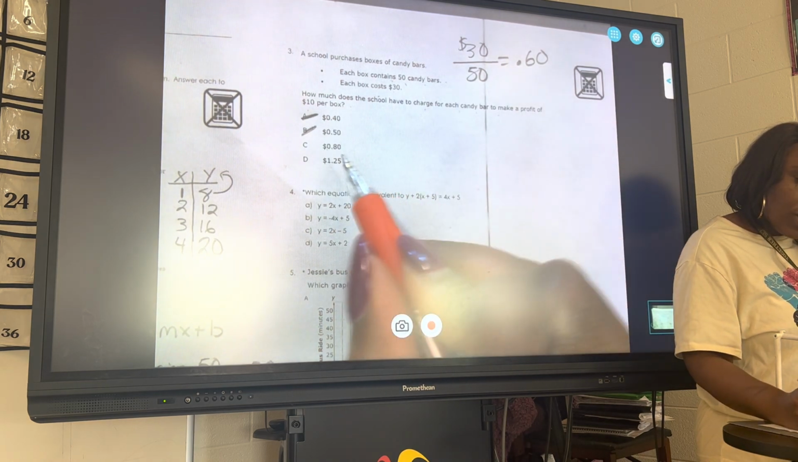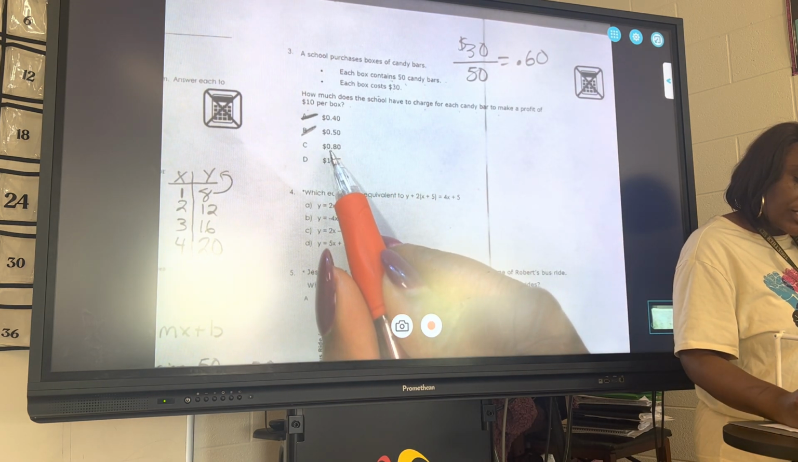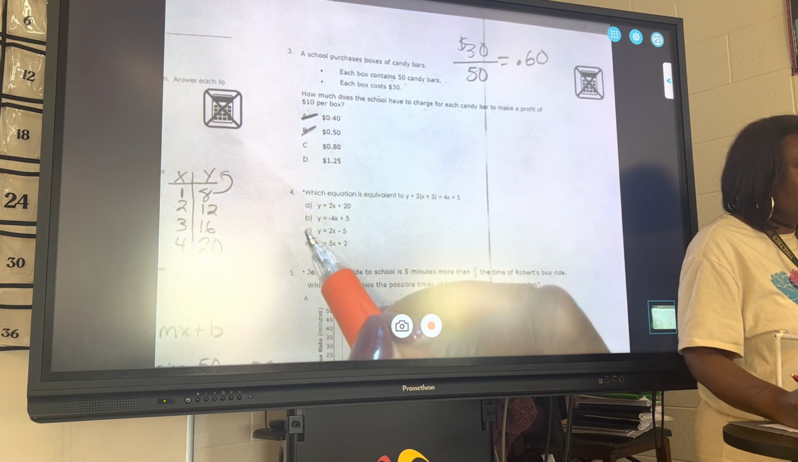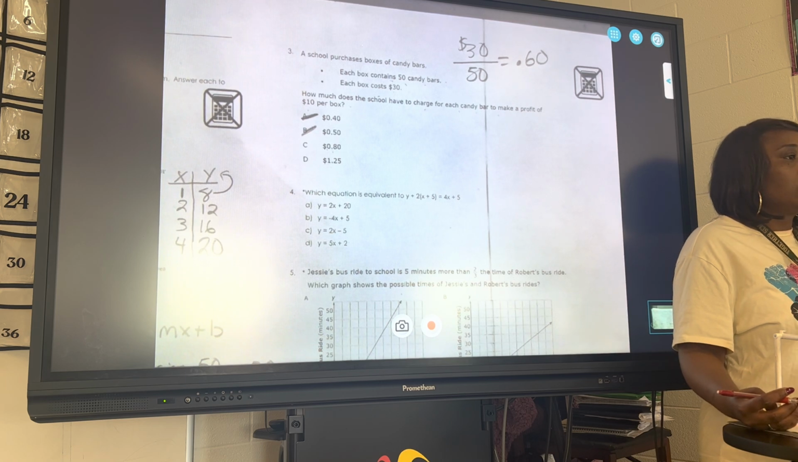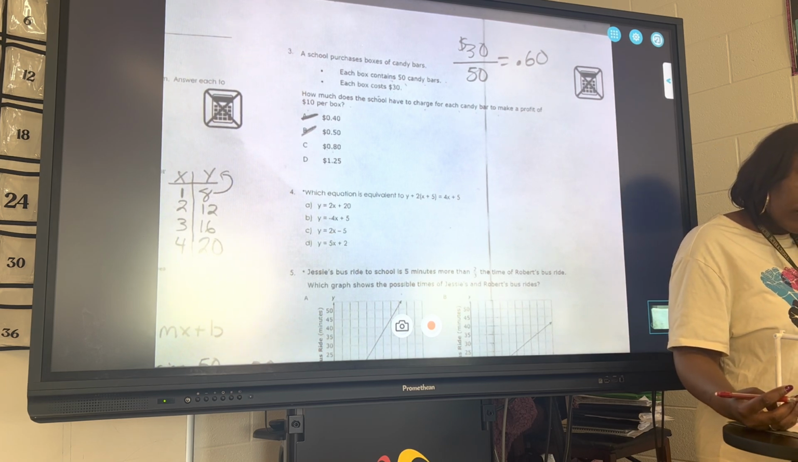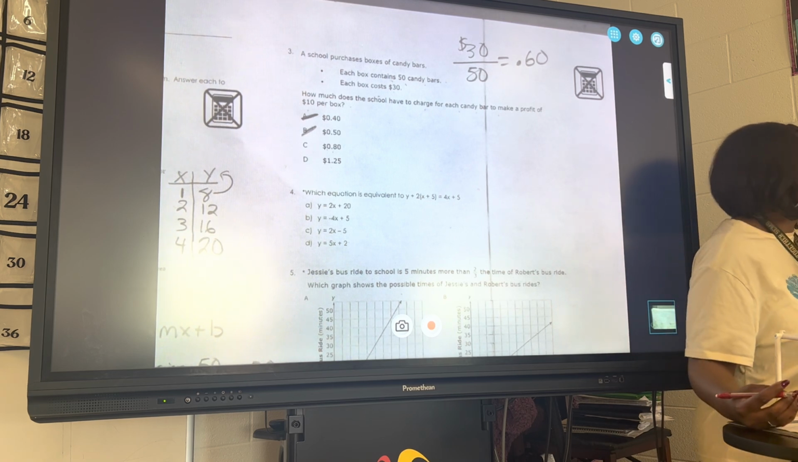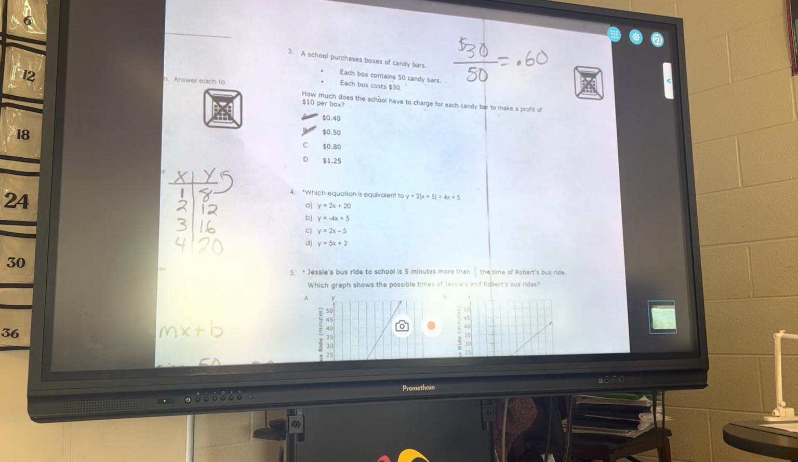So how much profit would I make for each candy bar if I sell it for 80 cents? $10. Well, yeah, $10. How do I figure that out? I did 50 times 0.8 and calculated. No, that's not it. You lucked up on that one.